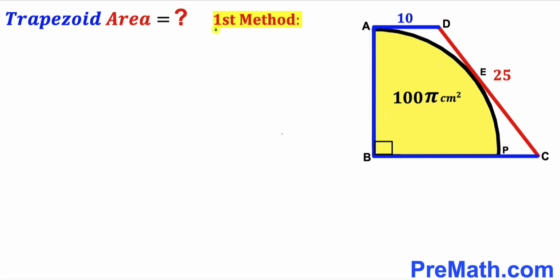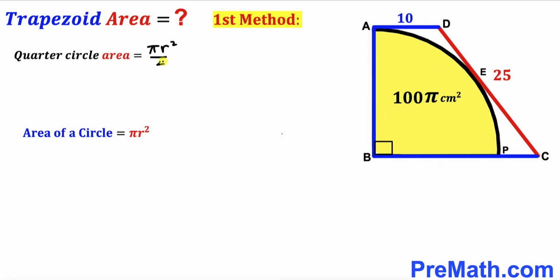And here's our very first method. And now since the area of this quarter circle has been given to us as 100 times pi, we are going to calculate the radius lowercase r of this quarter circle. And now let's recall the area of a circle formula. Area is always equal to pi r square, where lowercase r is the radius. So therefore, the quarter circle area is going to be pi times r square divided by 4.